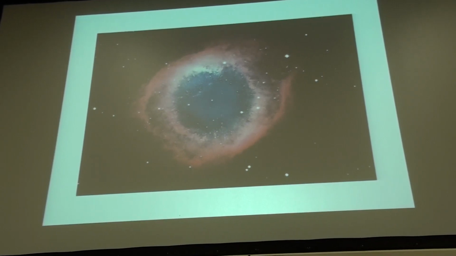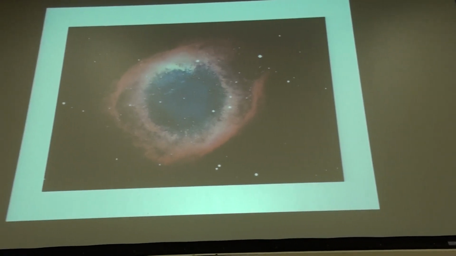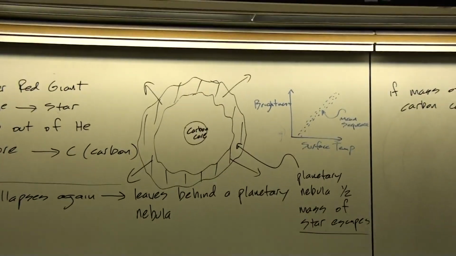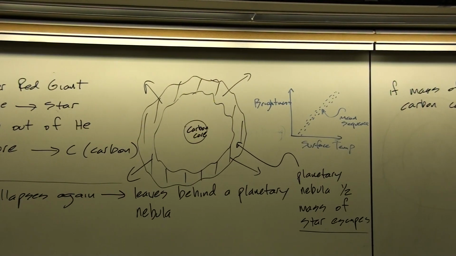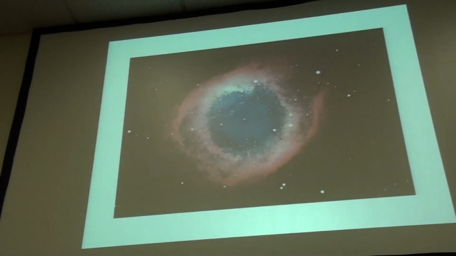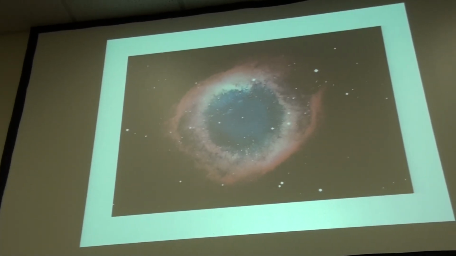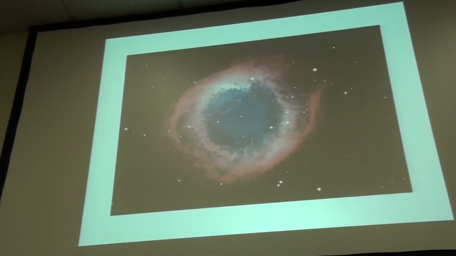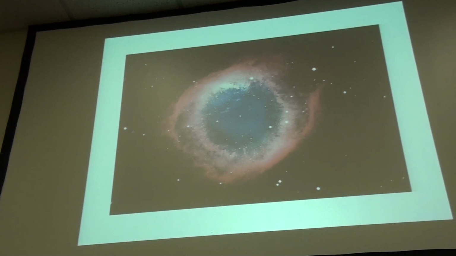This is called the Ring Nebula in the constellation of Lyra. And so we see that something like half the mass of the star is lost because the escape of the material from the red giant gives those particles enough speed so that they just keep flying apart. They never come back. Gravity isn't enough to pull them back in.